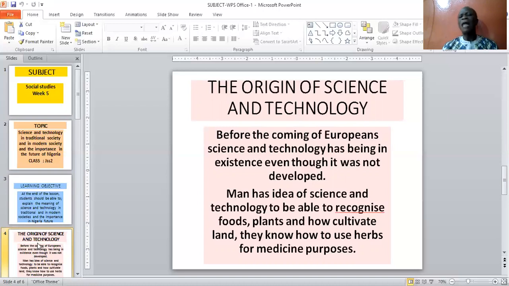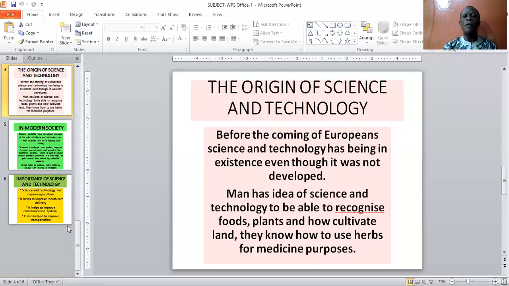Man has an idea of science and technology to be able to recognize foods, plants, and how to cultivate the land and bring forth the food that we eat, and to know how to use herbs to cure diseases and sicknesses. So they knew much about medicinal purposes for those who are sick. So science and technology have developed the country tremendously.